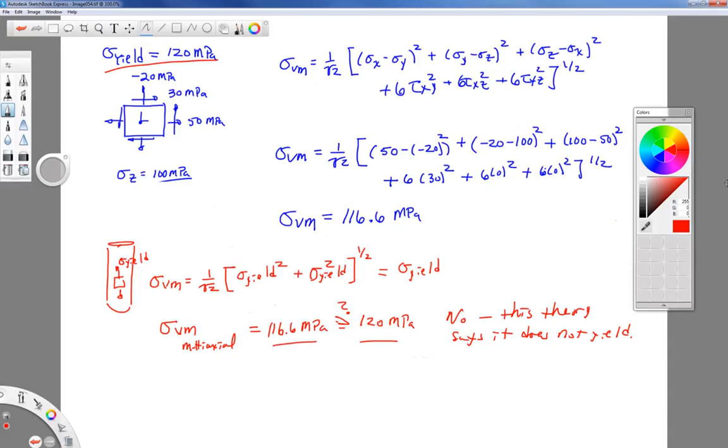On your final exam, you can use either failure criterion that you want for ductile materials. I will grade whichever theory you use, so you can use either one. The important thing is to justify your result as to whether or not you say that the material yields at that particular location.